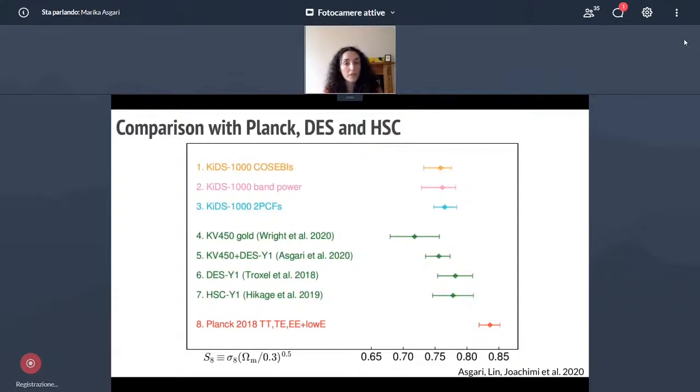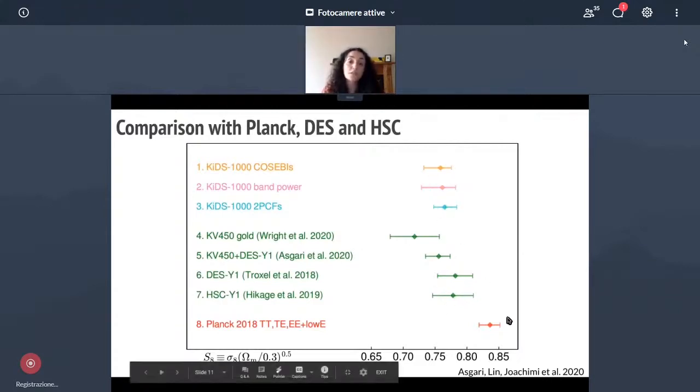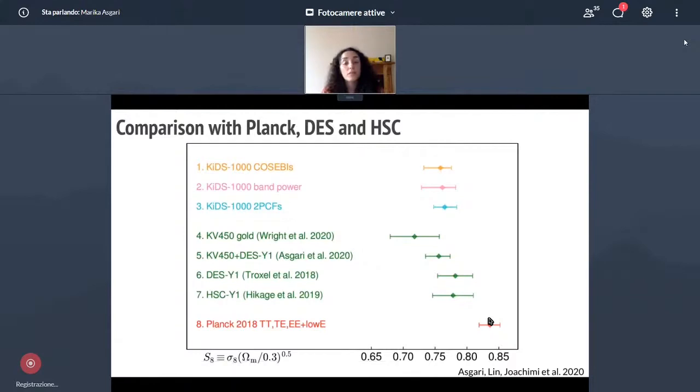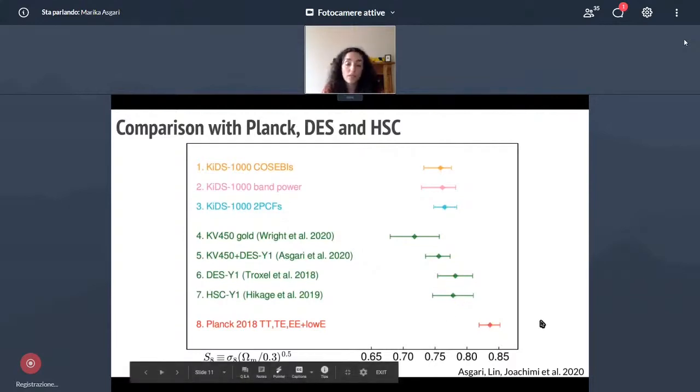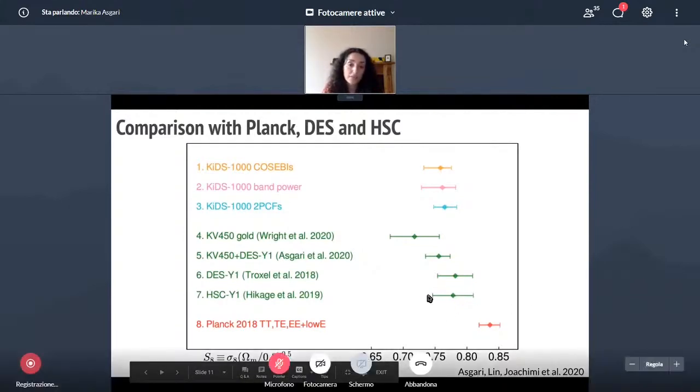So what you see here is that our analyses are consistent within themselves, but they're also consistent with other cosmic shear analyses. And most interestingly, the value that Planck predicts for S8 is always higher than all of these data points. So they don't scatter around it.